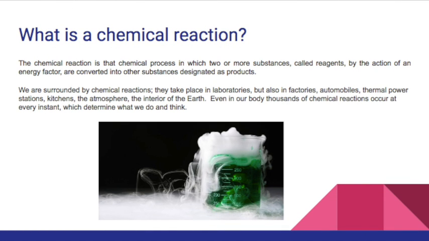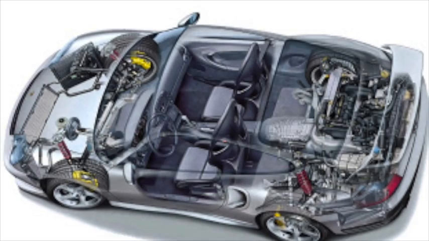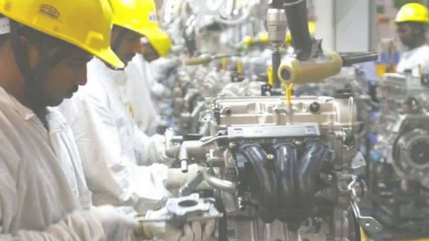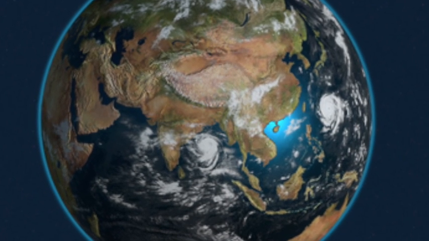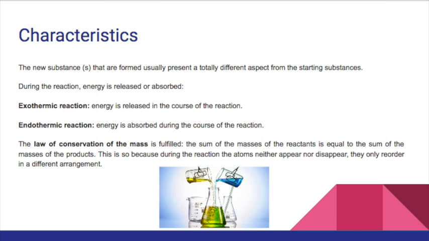The chemical reaction is a chemical process in which two or more substances called reagents, by the action of an energy factor, are converted into other substances designated as products. We are surrounded by chemical reactions. They take place in laboratories, but also in factories, automobiles, thermal power stations, kitchens, the atmosphere, the interior of the earth, and other places. The new substances that are formed usually present a totally different aspect from the starting substances. During the reaction, energy is released or absorbed according to the different types of reaction.